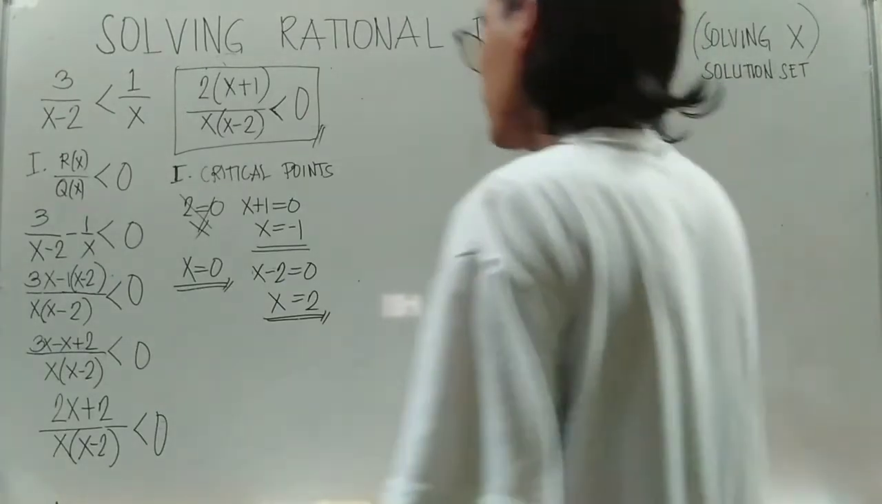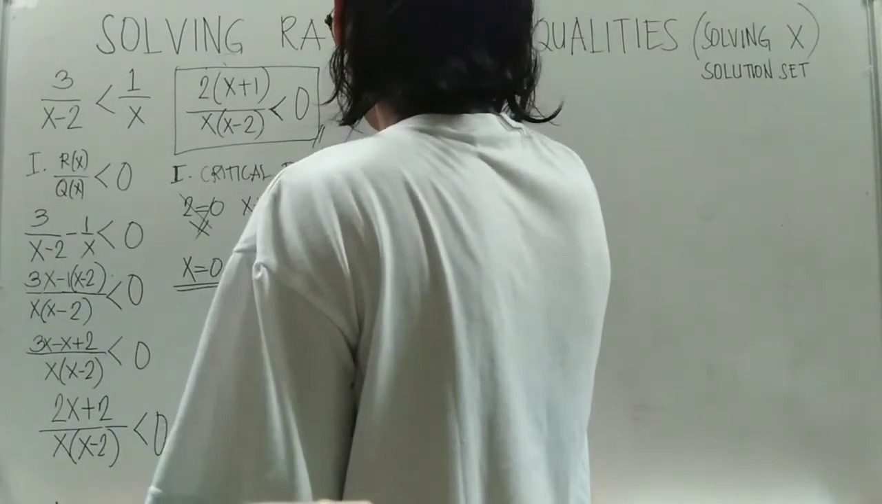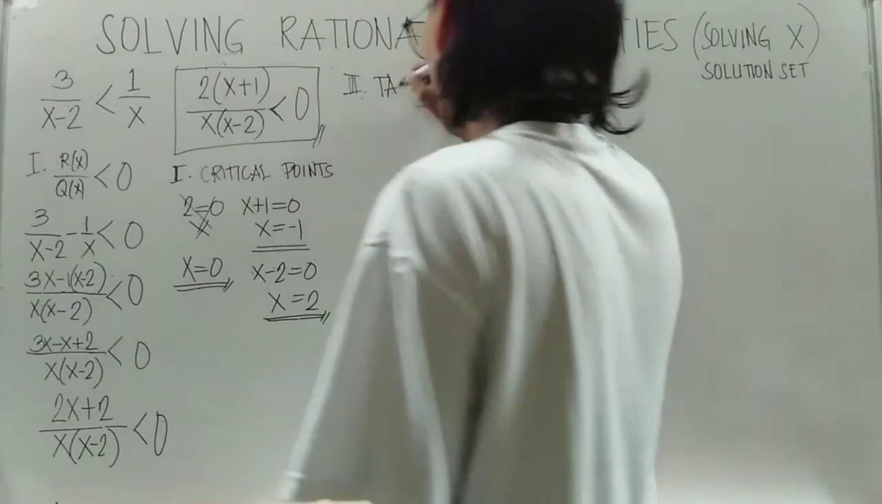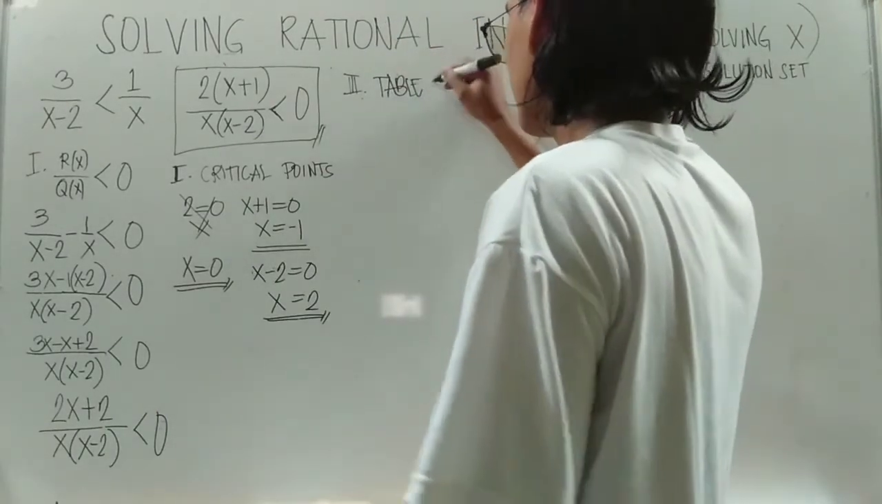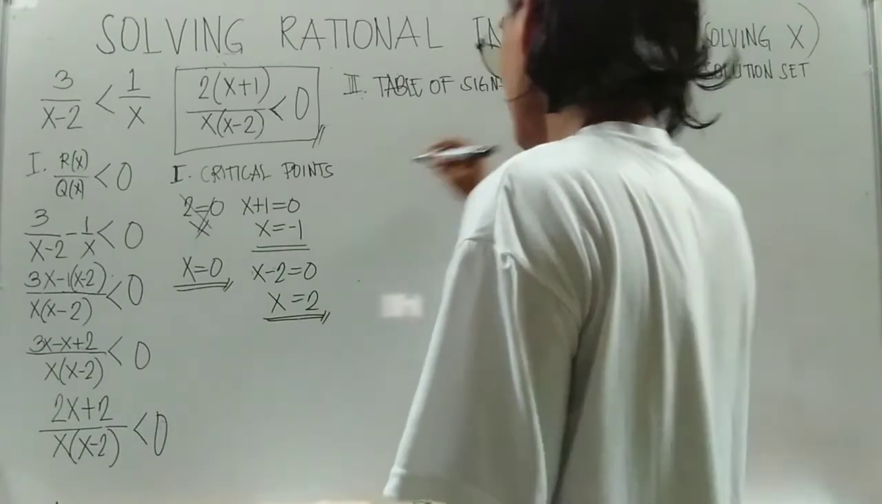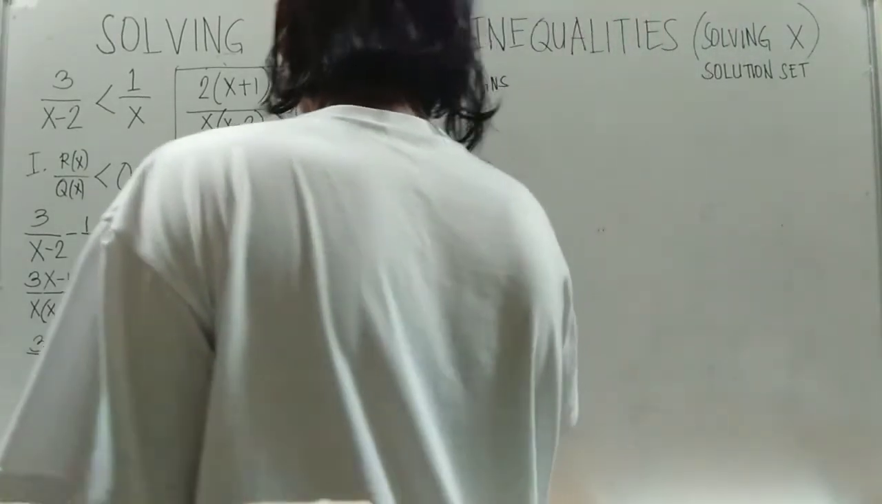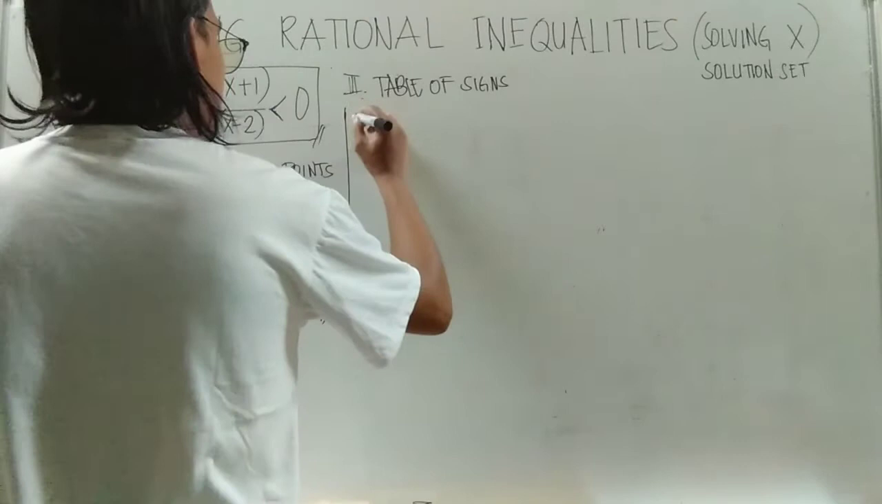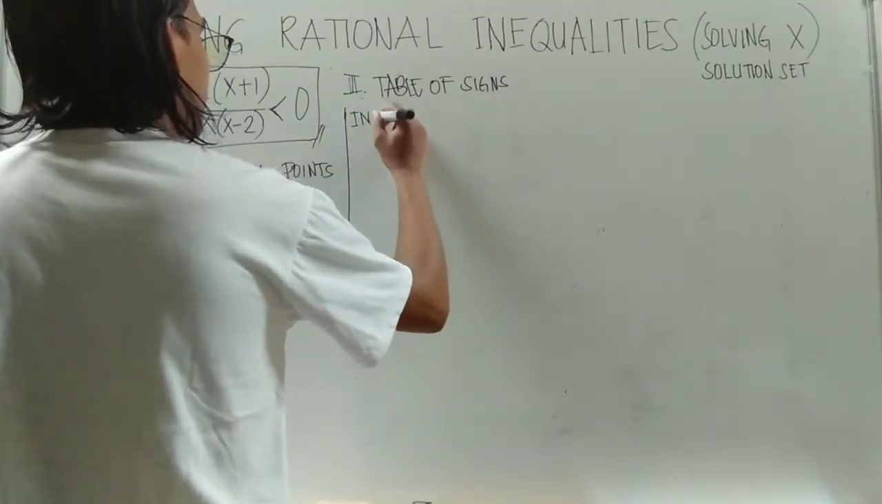Okay? So we are on step number 3. So step number 3 is table of signs. So again, table of signs is made up or consists of, first, your interval.